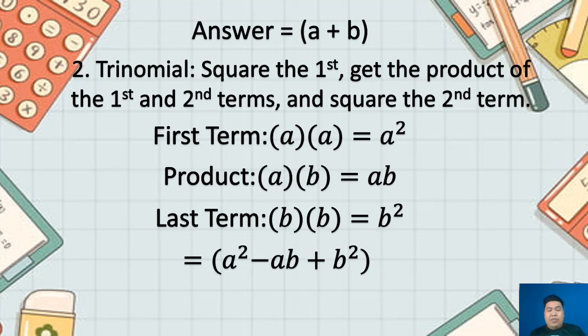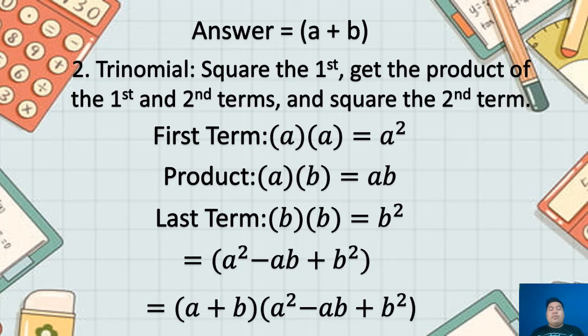Remember, if the given is positive, the sign of the product, or the middle term of the trinomial, will be negative. So our final answer here is the quantity a plus b, then the quantity a squared minus ab plus b squared.